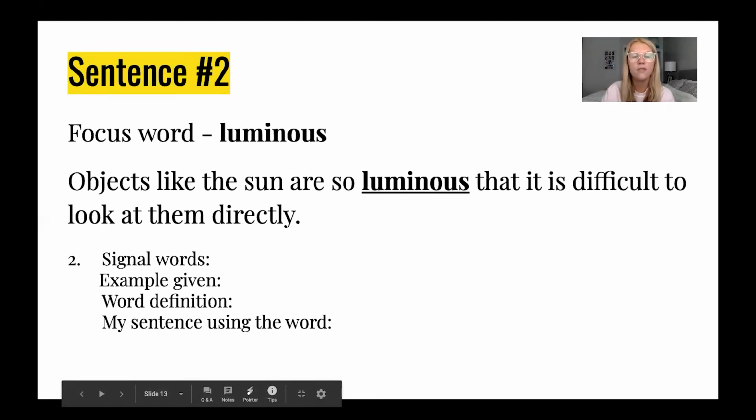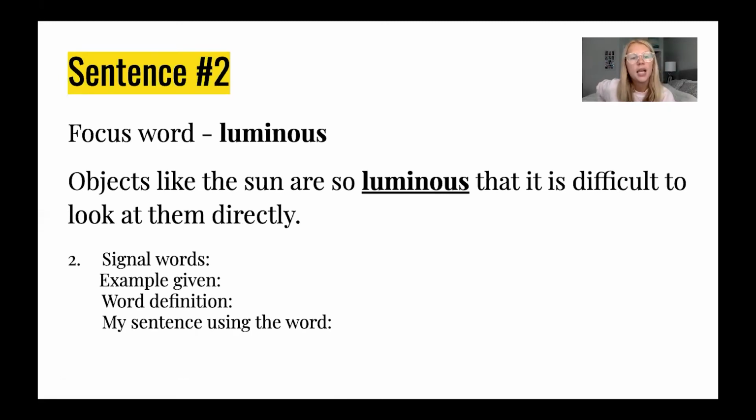Number 2, our focus word is luminous. Objects like the sun are so luminous that it is difficult to look at them directly. So for number 2, the same as number 1, look for our signal words, example given, word definition, and my sentence using the word. So take a moment to pause the video, read the sentence again if you need to, and write down your answers for number 2.